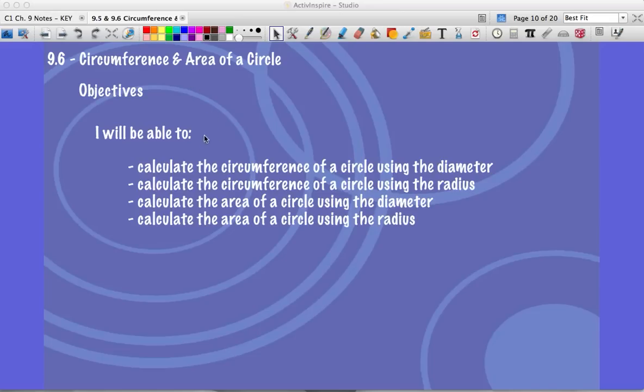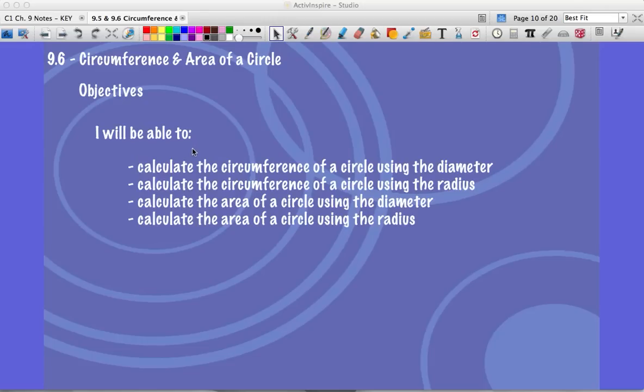Welcome to Lesson 9.6, Finding the Circumference and Area of a Circle. Today we're going to talk about how to calculate the circumference of a circle using the diameter and using the radius. We are also going to talk about how to calculate the area of a circle using the diameter and the radius.